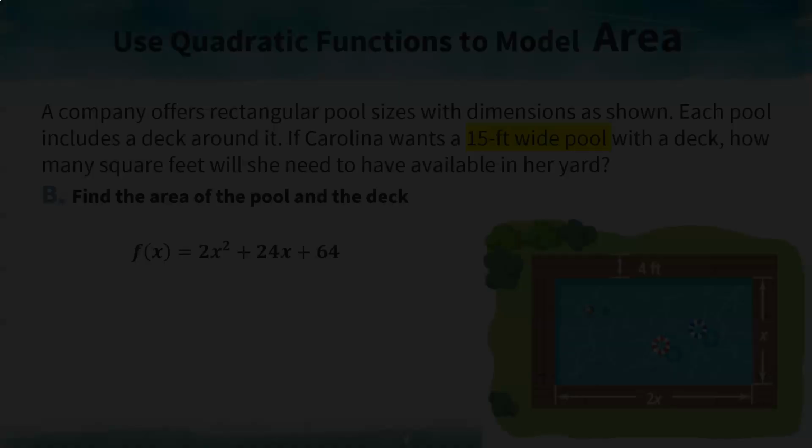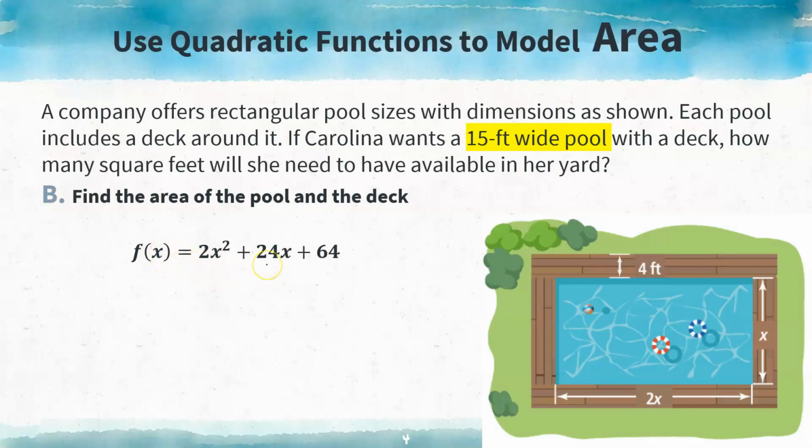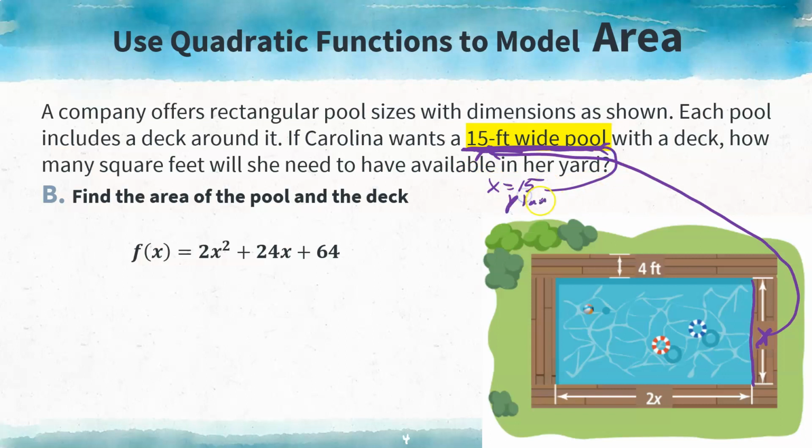And now once I have that function, I want to figure out how much total area she needs, or how much space she needs to make a 15-foot wide pool with deck. If she wants a 15-foot wide pool, the width of the pool was just the x over here. So when they're telling me the 15-foot wide pool, they're telling me that x equals 15. So they're saying plug 15 in for x.